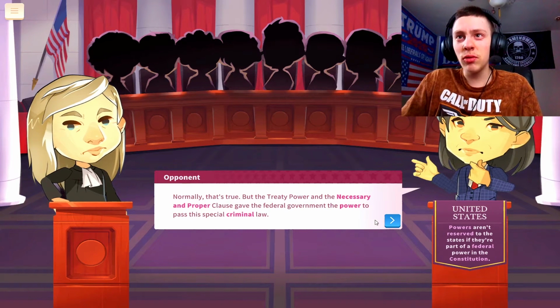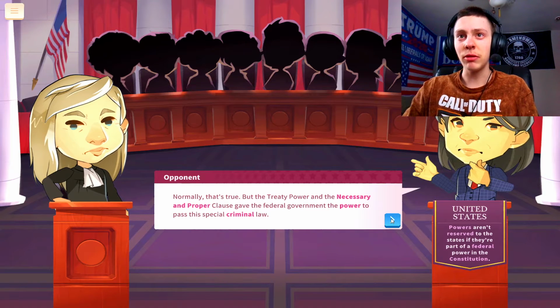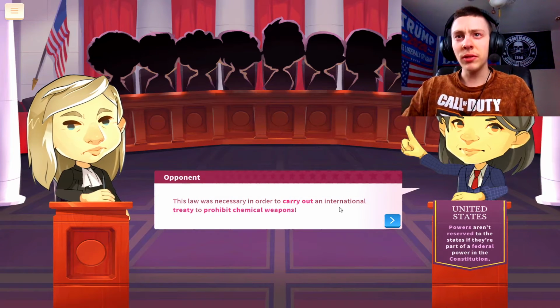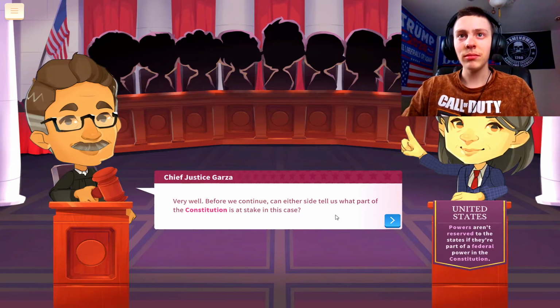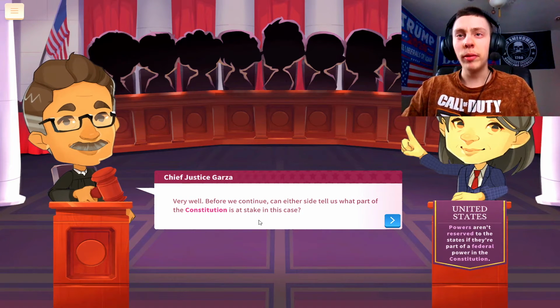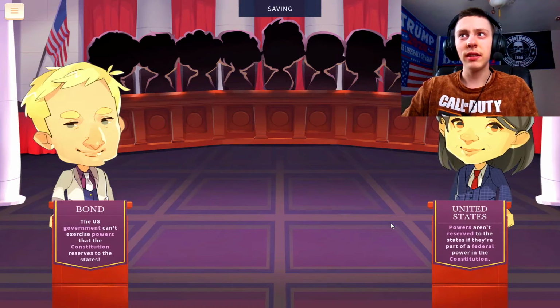That's true, but the treaty power and the necessary and proper clause gave the federal government the power to pass this special criminal law. This law was necessary in order to carry out an international treaty to prohibit chemical weapons. Very well. Before we continue, can either side tell us what part of the Constitution is at stake in this case?